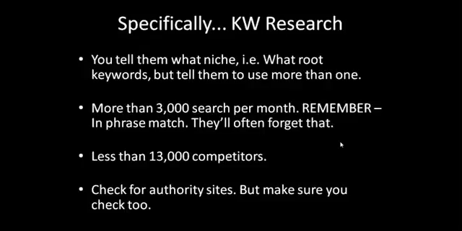So the next one is obviously less than 13,000 competitors. That's pretty self-explanatory. Make sure they're typing the keyword in quotes into Google, and make sure they're then removing the quotes when they need to check for authority sites. But make sure you check too. Maybe give them some advice on sites to avoid. Wikipedia, WikiHow, big authority sites like that, sites with a really big page rank, things like that. Okay, so make sure to look out for that. Tell them to do that, but also make sure you have a check too.